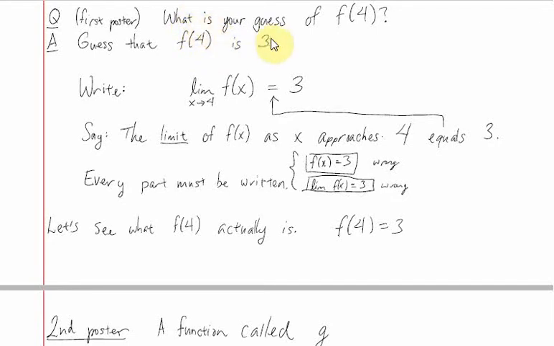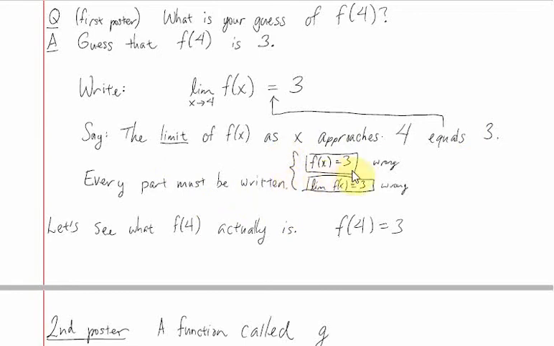One of the first things that was asked was, what is your guess of f of 4? And the guess of f of 4 was 3. We don't want to write f of 4 equals 3 because maybe that's not true, right? There was a ribbon hiding in the way, and what you end up writing is this: the limit of f of x as x approaches 4 equals 3. So this is how you say it.